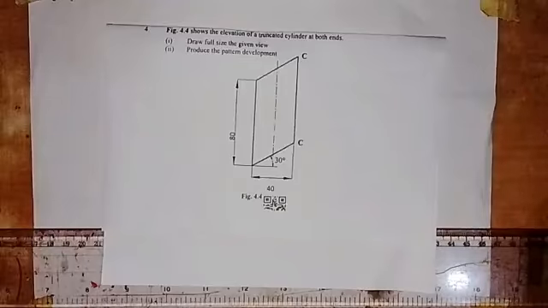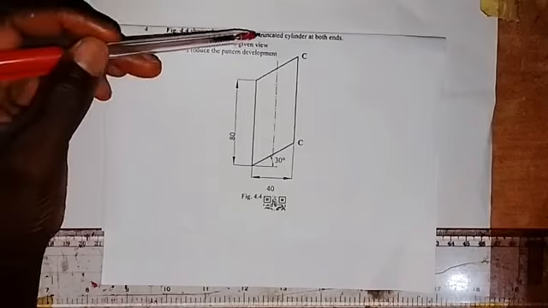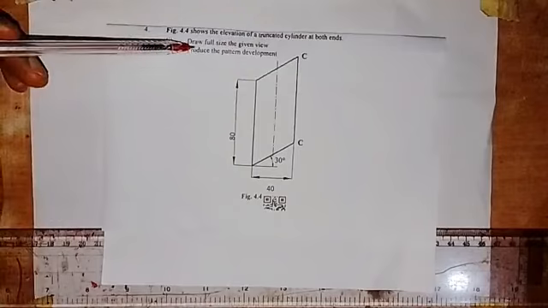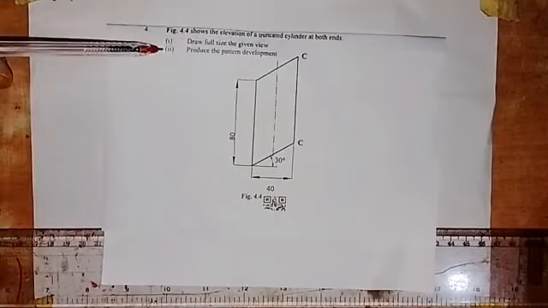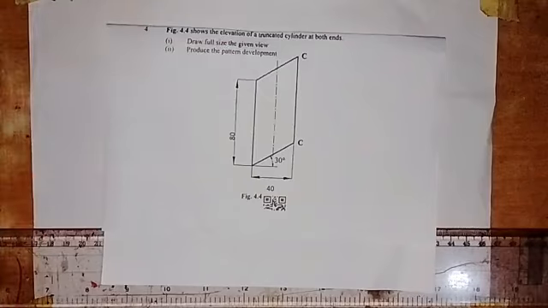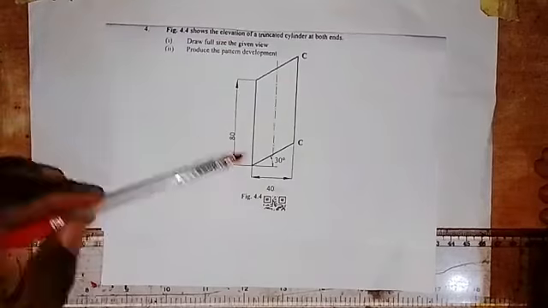Let's look at question 4 of this year's 2026 NECO past question. As we have it here, figure 4.4 shows the elevation of a truncated cylinder at both ends. Question Roman figure 1 says draw full size the given view, and Roman figure 2, produce the pattern development or surface development. Okay, so let's see what we have here as dimensions on the figure.